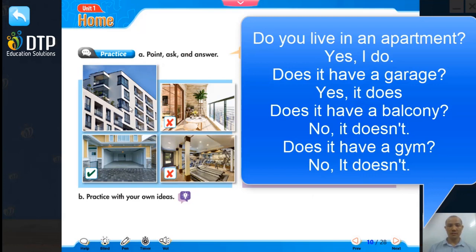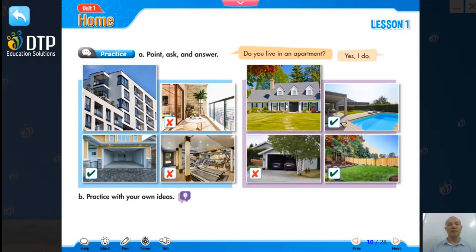Apartment? Yes, I do. A garage? Yes, it does. A balcony. No, it doesn't. A gym. No, it doesn't. Now we move to the second pictures.